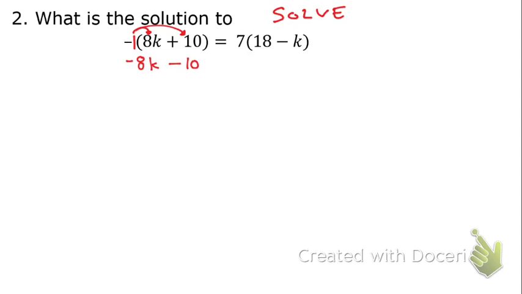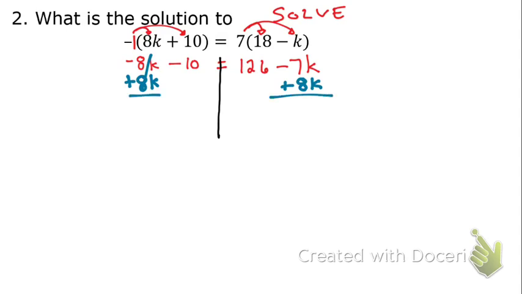Now we will distribute on the right side. 7 times 18 gives us 126. 7 times negative k is 7k. So now that we're done distributing, we can begin solving. I've taught you that you move the smallest variable. This is the smallest variable. So to move him, we will add 8k because that is the inverse. Negative 8 plus 8 is 0. I will add this to the other side, and that will give me positive 1k. And then I bring everything else down.